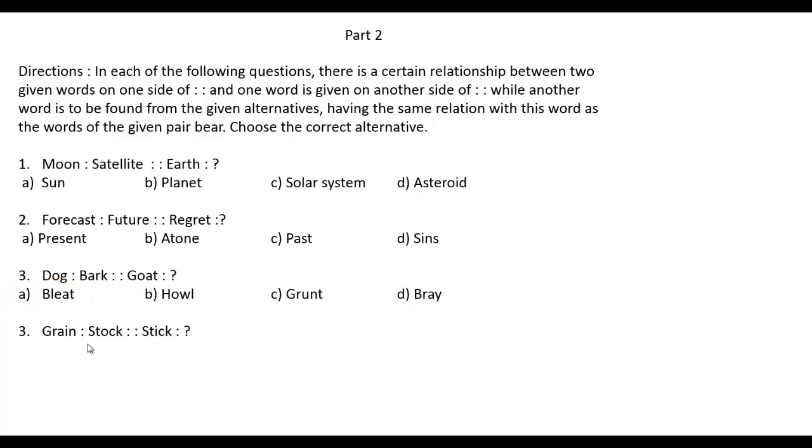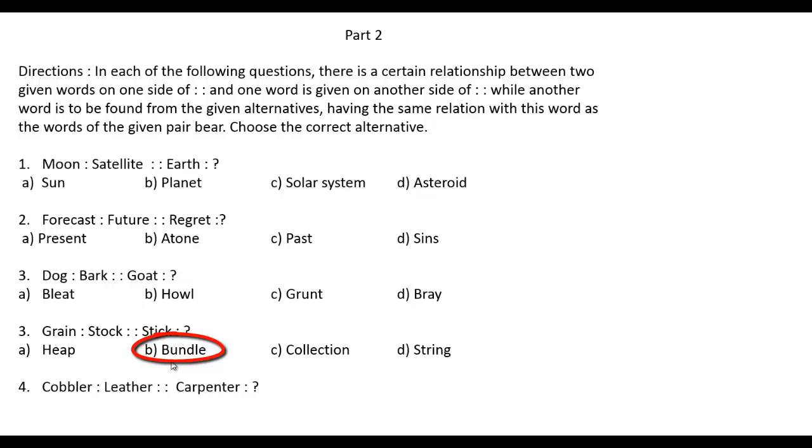The next question is, grain is to stalk. Stalk is a collection of grain. When the grain is collected, that is called a stalk. Then what is stick is to? When the sticks are collected, the relation is of collection. Whether it is called a heap, a bundle, a collection, or a string, when sticks are collected, we call it a bundle. So the B option is the correct option.